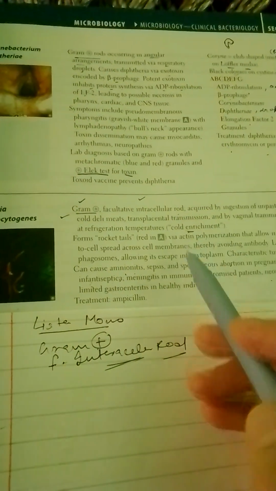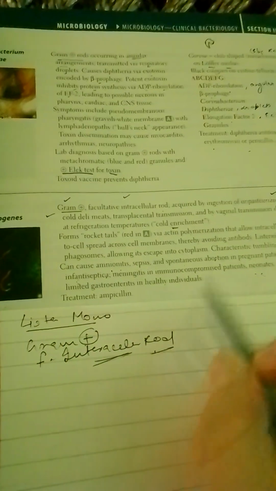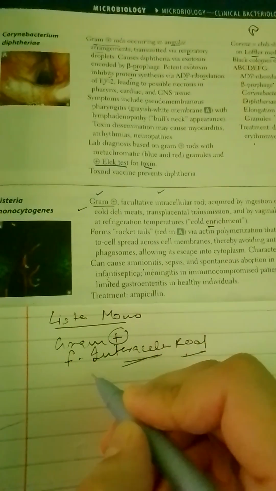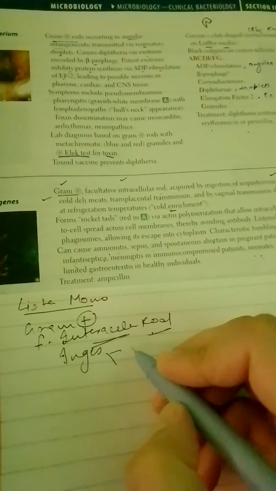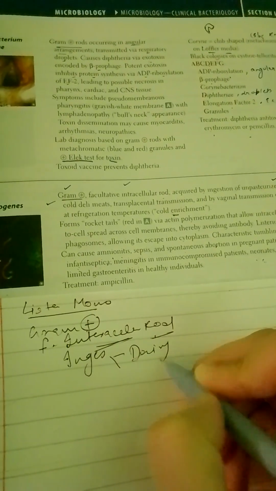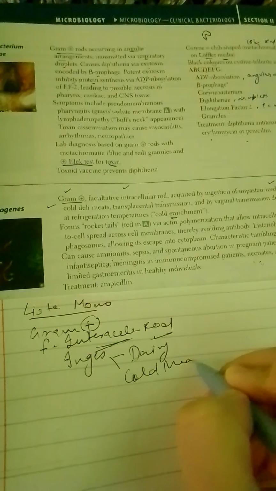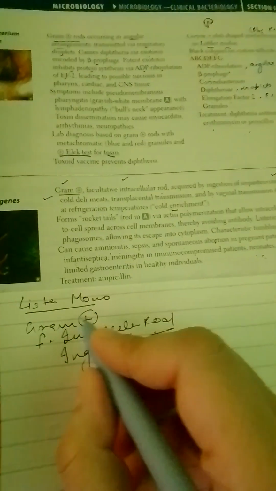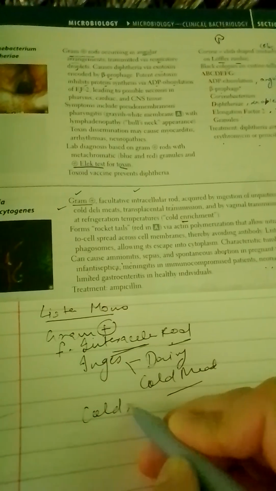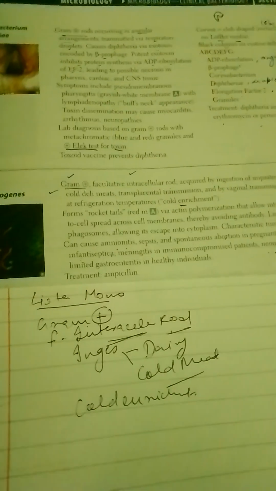And what else is there? It is a rod again. How does it get acquired and spread? It spreads by ingestion of either any unpasteurized dairy product, or any cold meat stuff. Why cold meat? Because Listeria monocytogenes is a cold-enriched bacteria, so that's why.